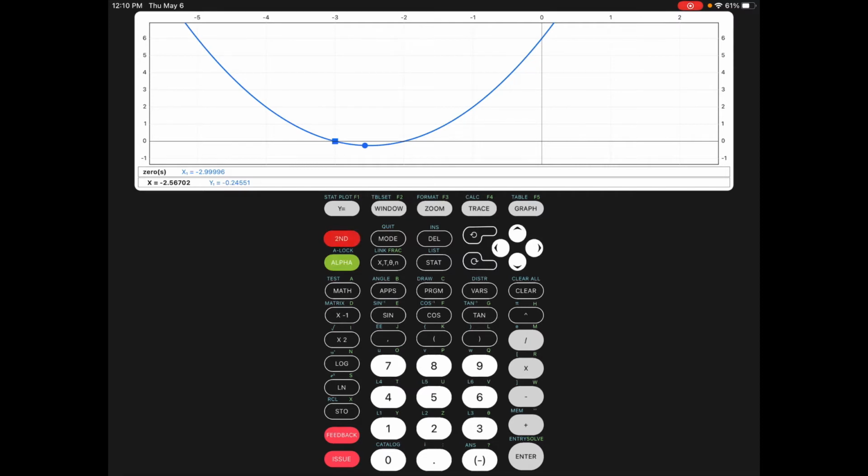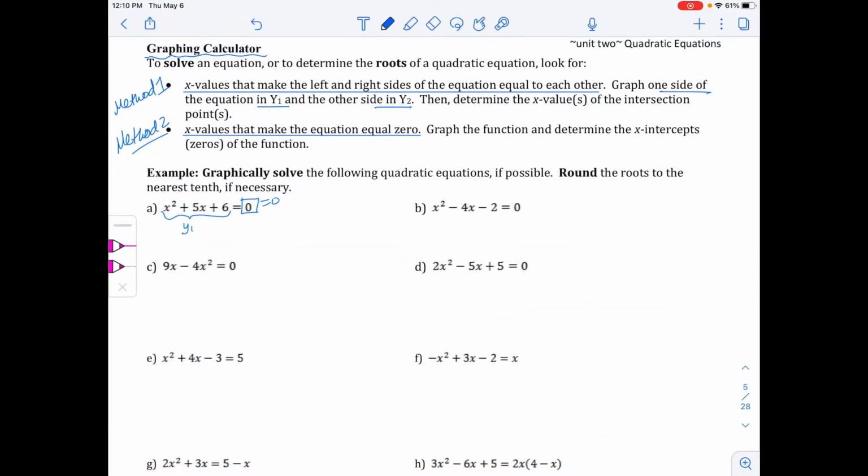If I want the other one, I'm going to go second trace again, number 2, the 0. Now I'm already to the left of that point. I'm going to push enter, and I'm going to scroll over. I'm at the right now, and my 0 there is negative 2.00004, which is just negative 2. Okay, so I'm going to write that down. So x was equal to negative 3 and x was equal to negative 2. Those are our two answers for that particular question.